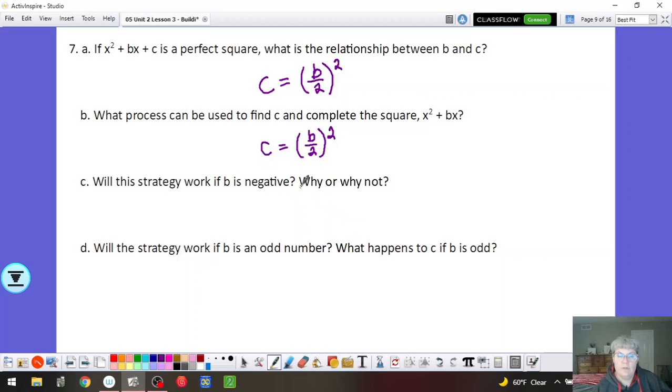Now, will this work if b is negative? Well, if I take a negative divided by 2, I'll still have a negative, but then when I go and square it, it will still be positive. So yes, it will work, because squaring a negative number results in a positive.